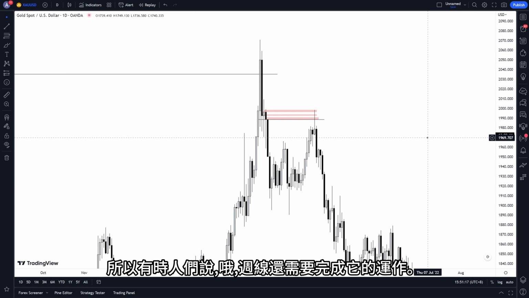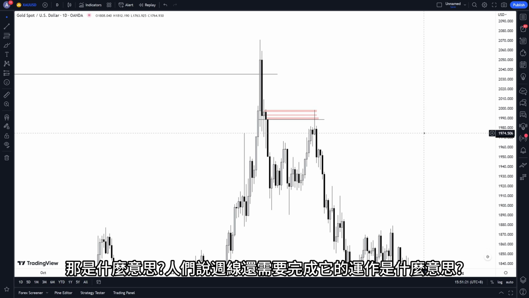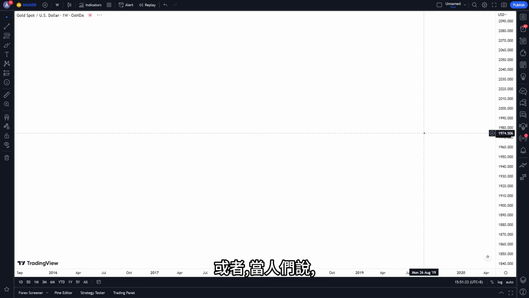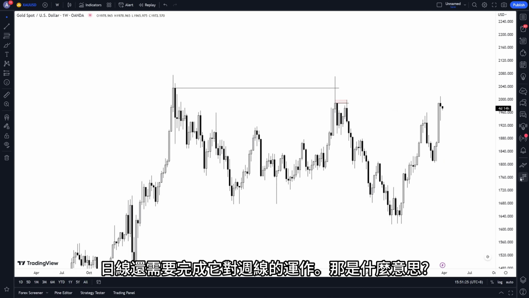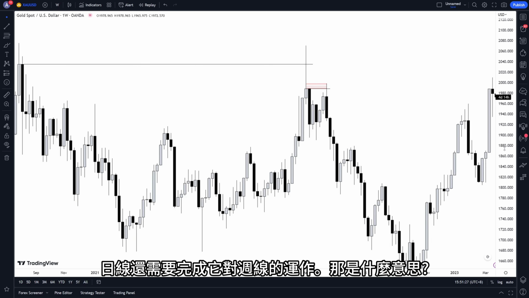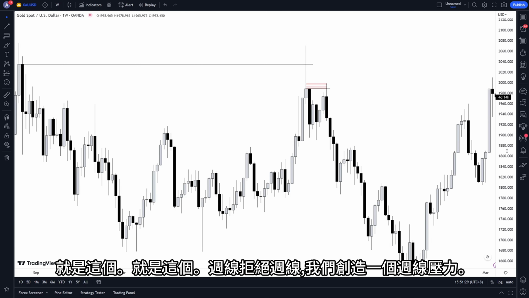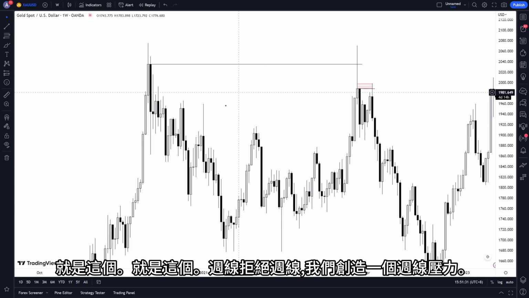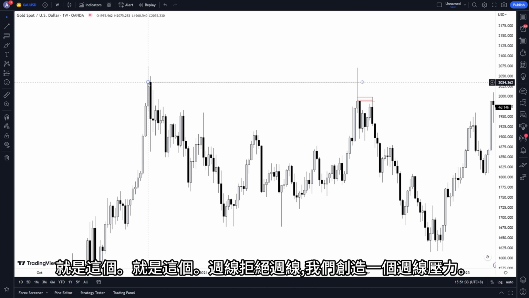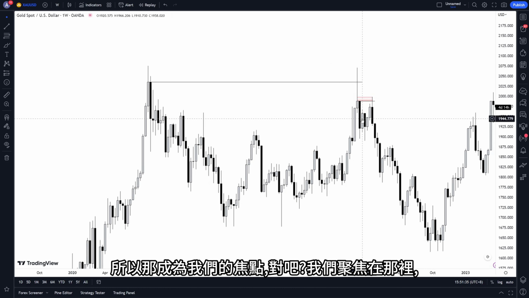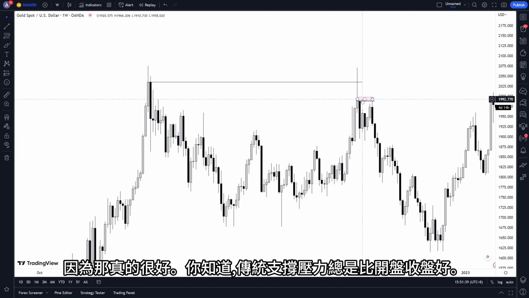Operation of time frames. Sometimes people say, oh, the weekly still needs to finish its operation. What does that mean? Or when people say the daily still needs to complete its operation for the weekly, what does that mean? It's just this. Weekly reject weekly, and we create a weekly resistance. So that becomes our focal point. We're focusing there because that's a really nice one.